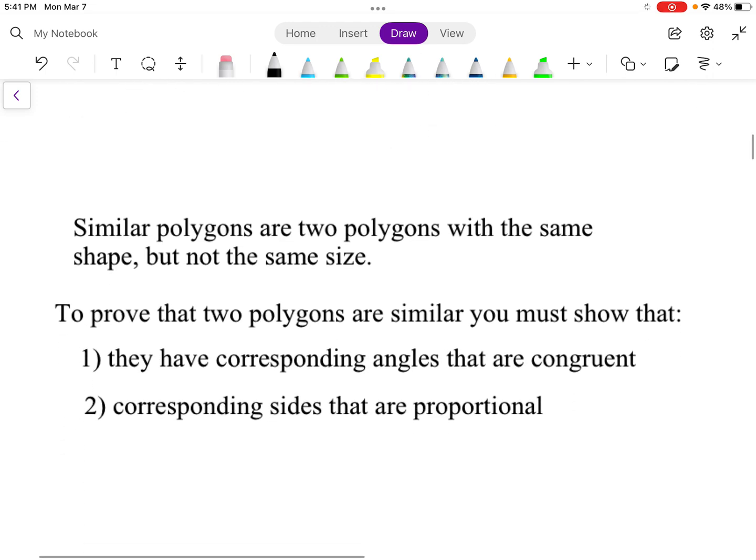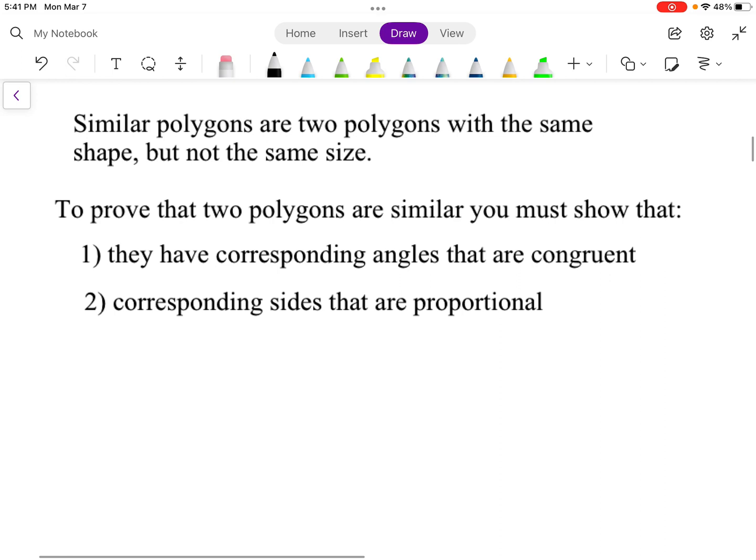So I want you to copy this down in your notes. It says similar polygons are two polygons with the same shape but not the same size. Right? We already knew that. To prove that two polygons are similar, we have to show two things, and it has to be both. Okay, so if you want to put that down, it has to be both. So number one, you have to show that they have corresponding angles that are congruent. And number two, you have to show that their corresponding sides are proportional. So if you want to pause the video and write those two things down, and then I'll show you some examples of how you can tell if polygons are similar.